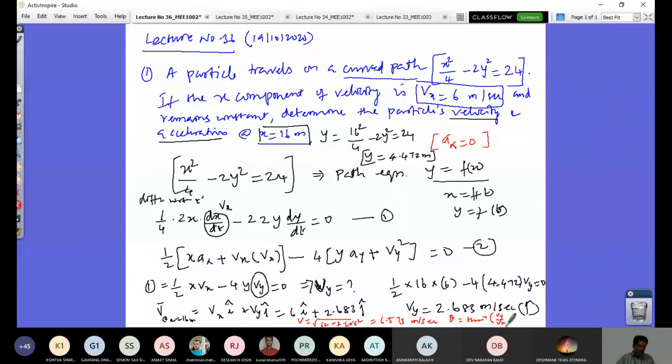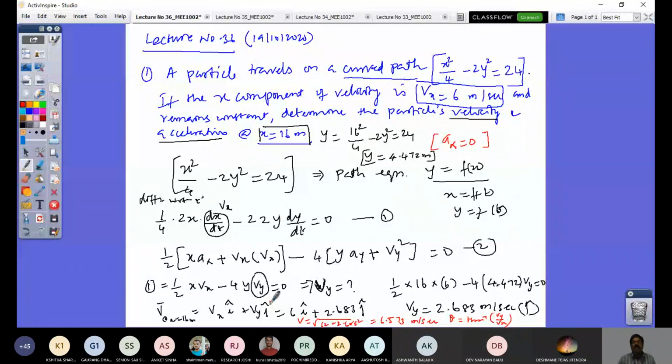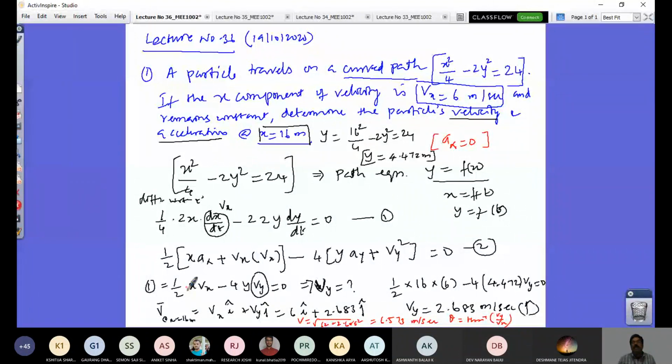And what is your acceleration vector now? Look at the second equation. Ax in the problem is 0, so this term is going to be 0. So you have Vx squared by 2 minus 4 y Ay plus Vy squared. Vy we know, y we know, and only Ay is unknown, and Ax is 0, so this term goes off. Vx is a known constant, so I can get Ay, the acceleration, which is in the vertical direction.